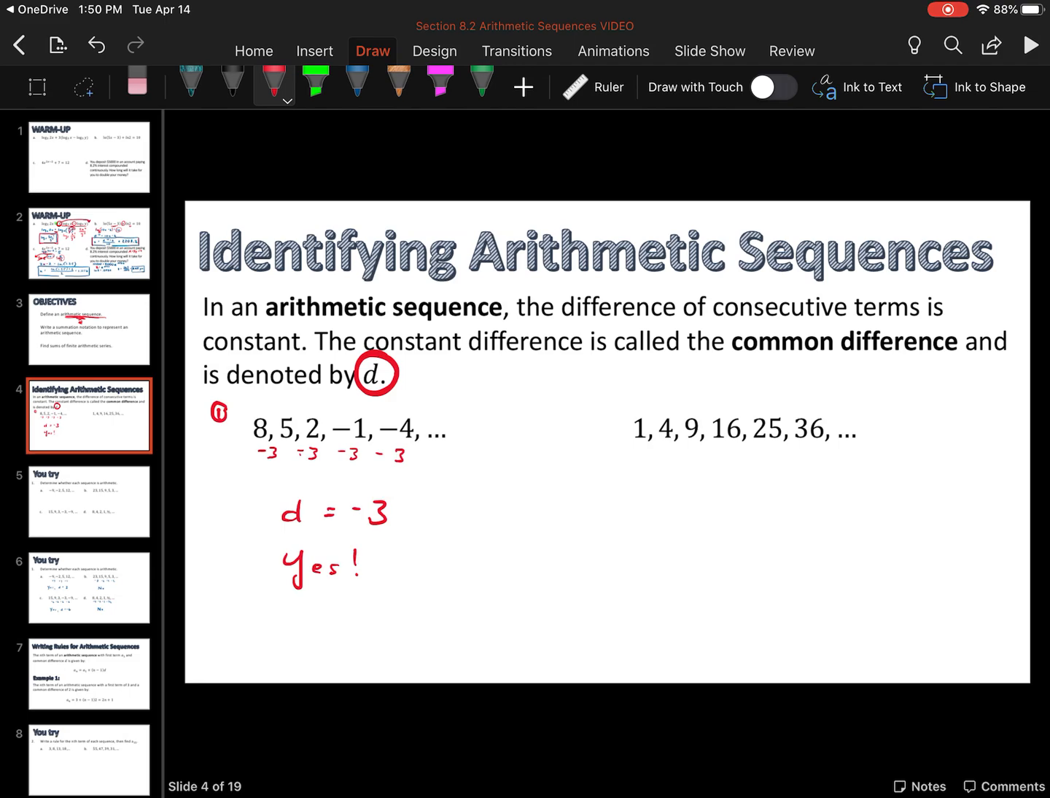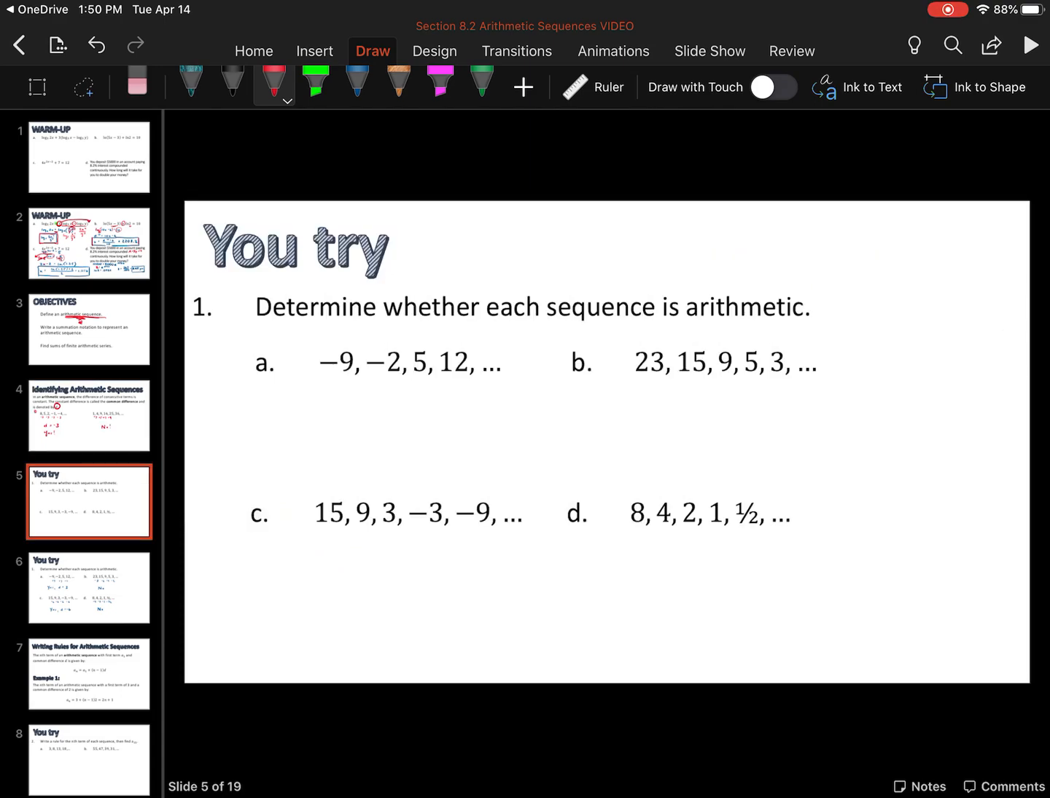For the next one, if you look here, it looks like they're all perfect squares. So here we're adding 3, adding 5, adding 7, adding 9. We're not adding the same amount each time, so no, this is not arithmetic. You guys try these 4 out on your own. Pause the video, try them out. Once you're done, play the video. I will have the answers right here.